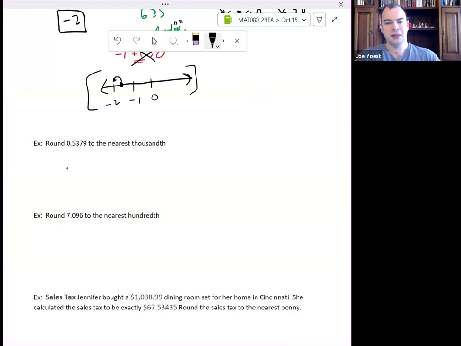Okay, now rounding 0.5379 to the nearest thousandth. Remember, the first place to the right of the decimal point is the tenths place, then the hundredths place, then the thousandths place. So the 7 is in our place of interest. To know whether we round up or down, we look one more place to the right. Since 9 is bigger than or equal to 5, we round up, meaning the 7 increases by 1 to an 8.